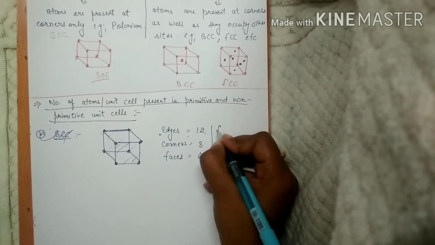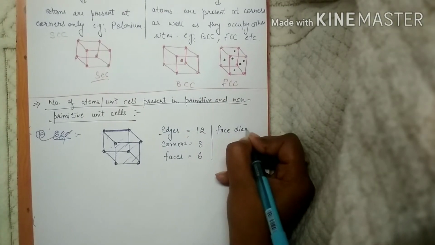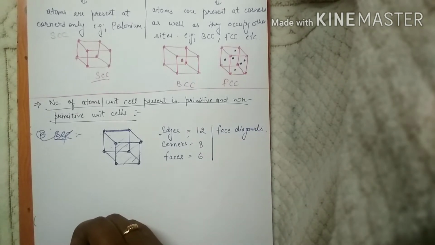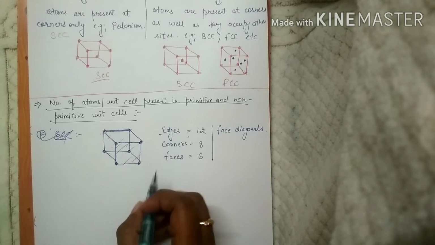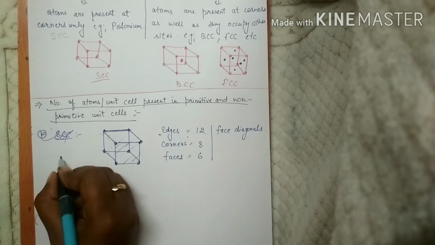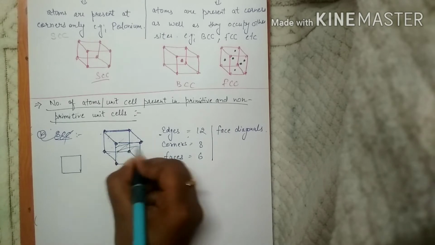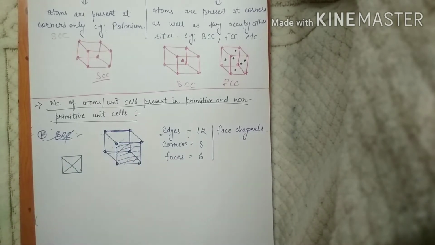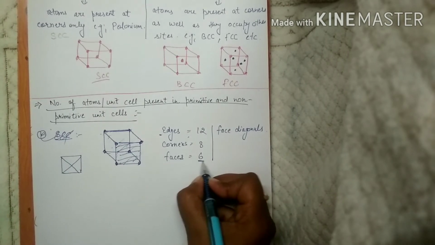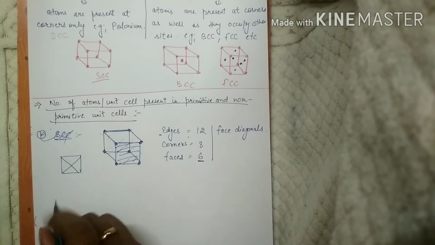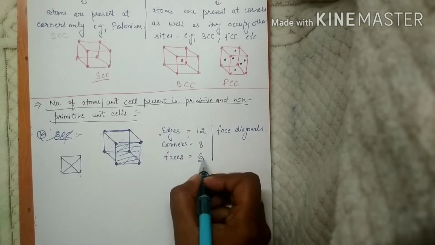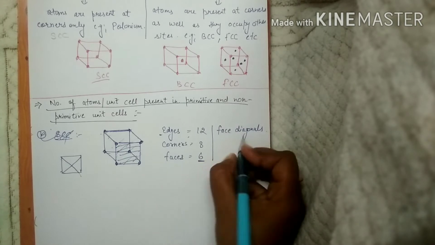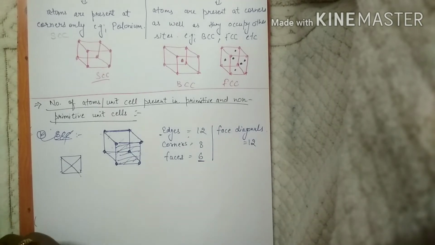Next are face diagonals, that is the total number of diagonals present in the faces. If you consider only one face, suppose this is the front face, this face will have 2 face diagonals like this, and there are a total of 6 faces. One face has 2 face diagonals, so how many diagonals will 6 faces have? 6 into 2, that is 12 face diagonals.